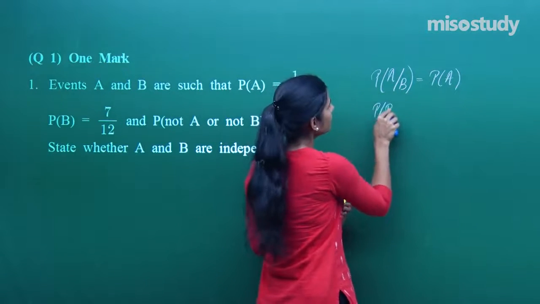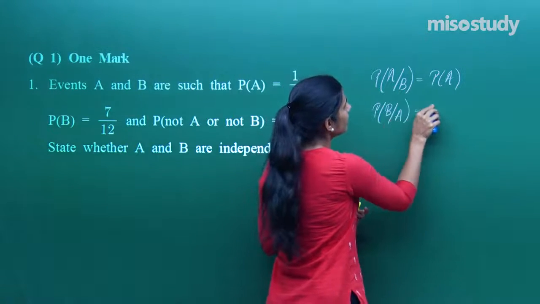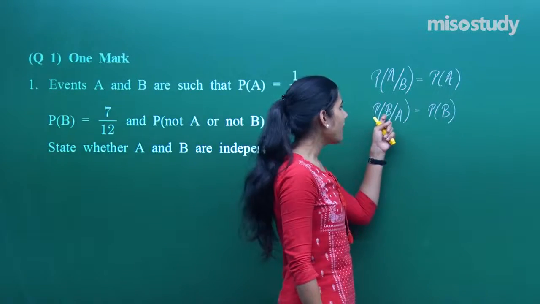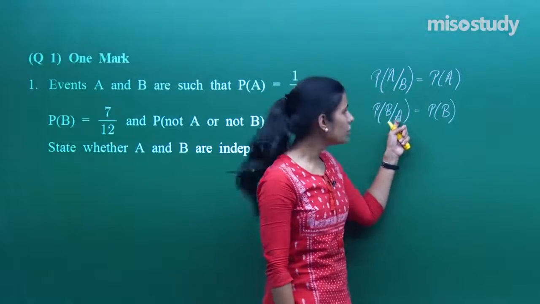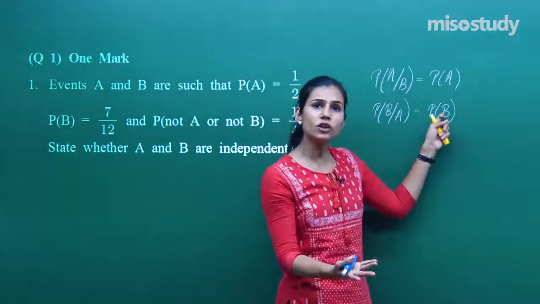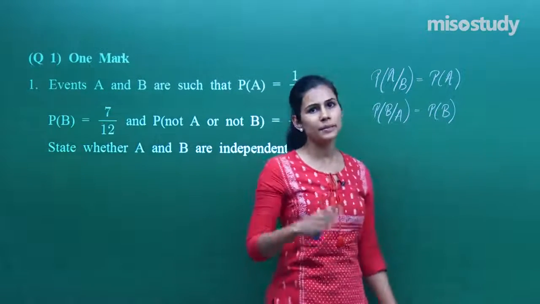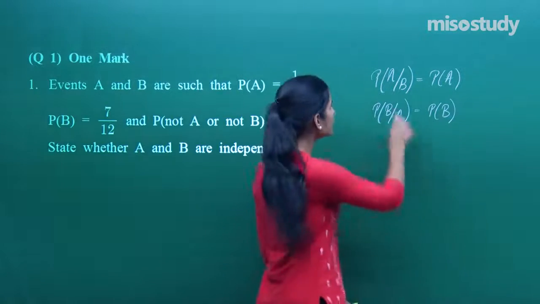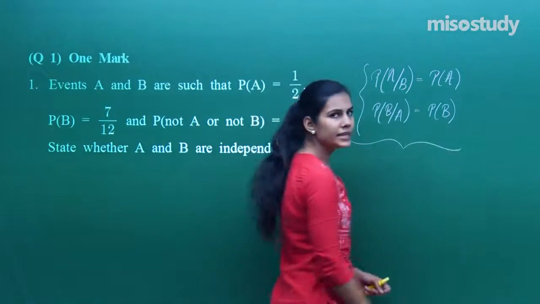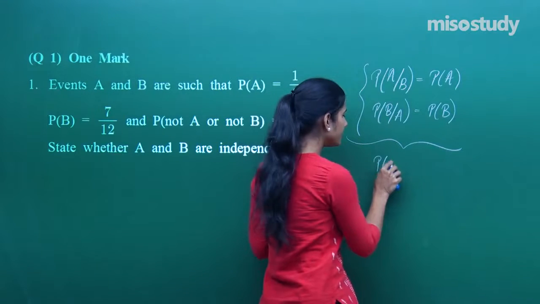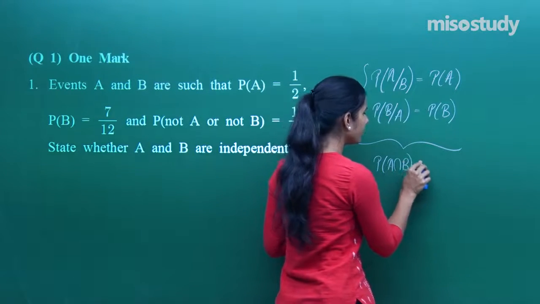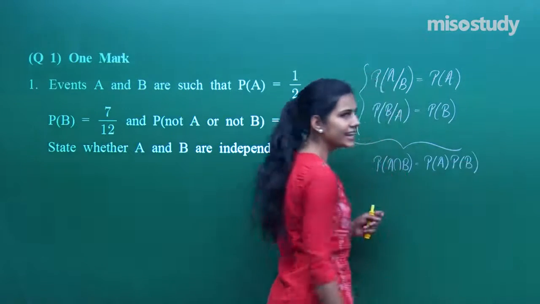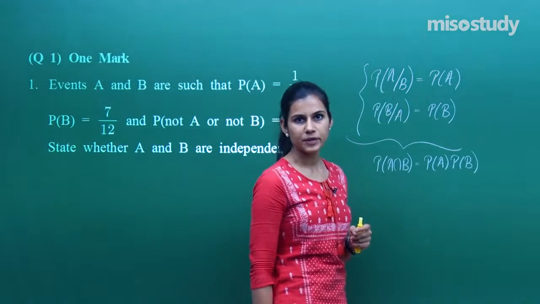Similarly, probability of B given A is equal to probability of B. That means probability of happening of B when A has already happened or when A has not happened, they are the same, because happening or not happening of A does not affect the probability of happening of B. Because of these facts related to 2 events being independent, I get probability of A intersection B equal to probability of A into probability of B, provided A and B are independent.